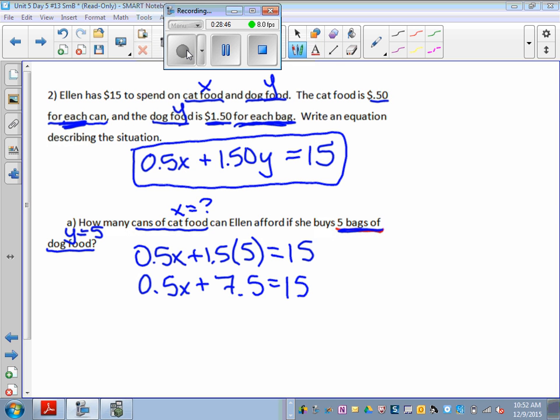It didn't say write the equation in standard form. It just says that we're solving. We're trying to find how many X. So if it said write the equation in standard form, definitely get rid of those decimals. But here we're just solving. Alright, so yes, subtract 7.5.